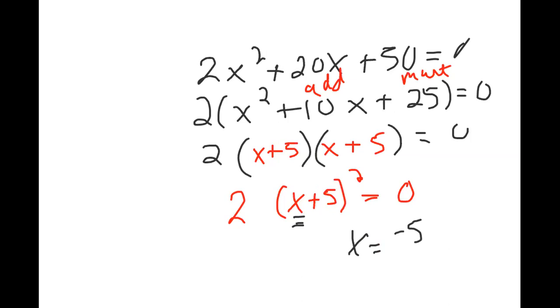So that number, when you add it to 5, that will make it equal to 0 is negative 5, guys, okay? So that's all you were looking for.